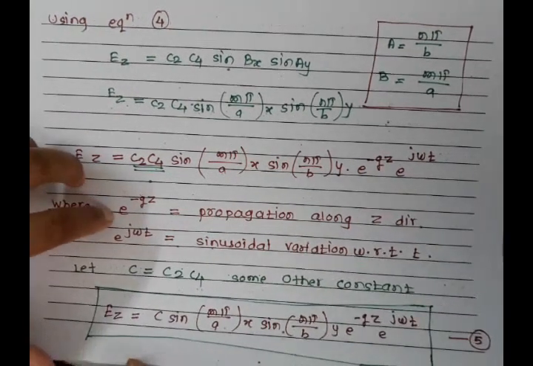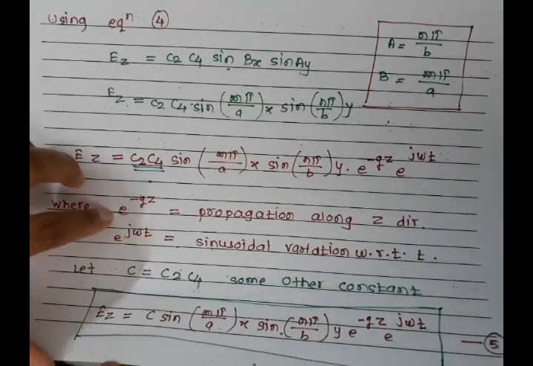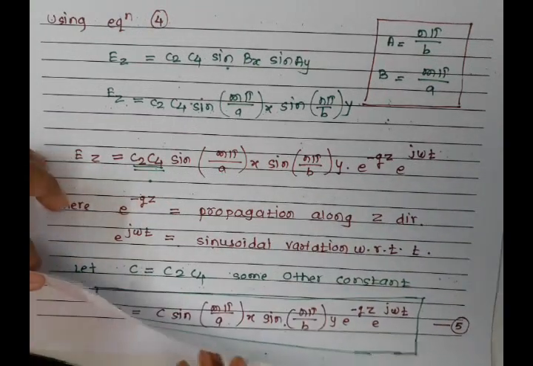So if I get my Ez component, I can use this Ez component to find out my other field components, that is Ex, Ey, Hx, Hy. So let us talk about the other components. Now let us revise what we have seen in the previous session. We have seen Ex, Ey, Hx, Hy. Let us write those things again.